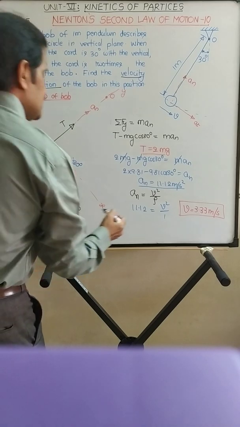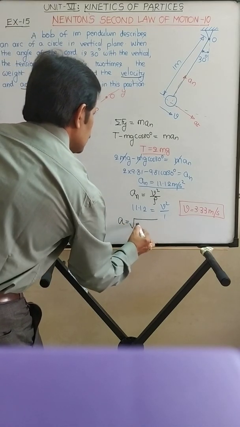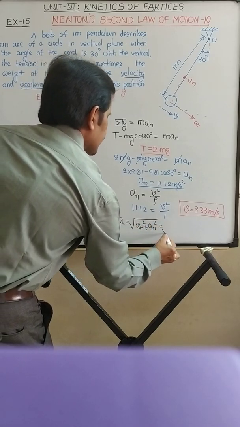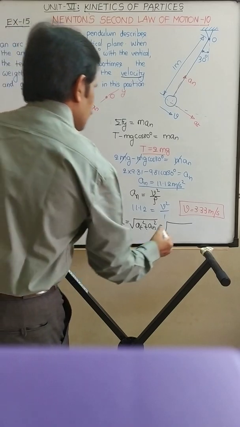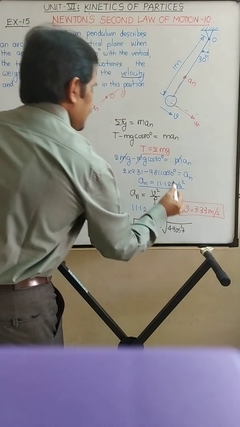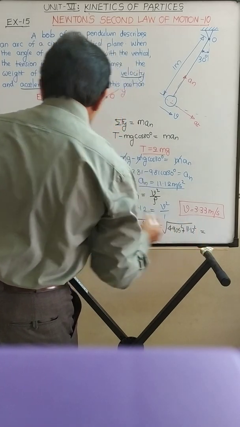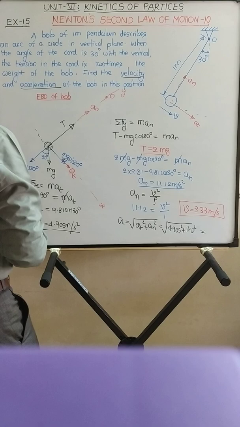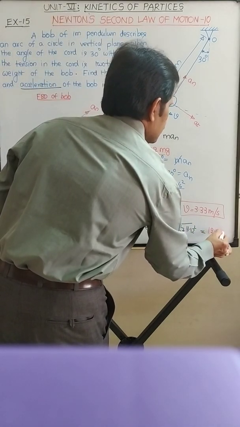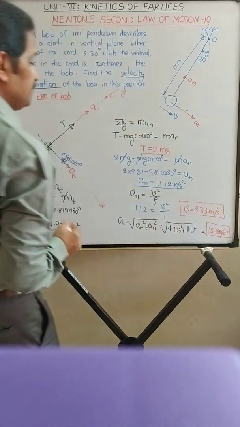And the resultant acceleration or total acceleration a is equal to the square root of a_t square plus a_n square. So a_t is 4.905, a_n is 11.12, squared. That gives you 12.15 meters per second square. So that is the acceleration of the ball.